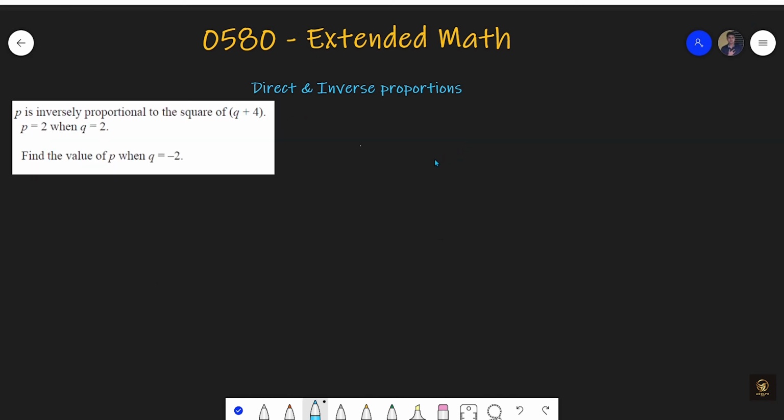Let's start the next question. p is inversely proportional to the square of q plus 4. We know that if it is inversely proportional, the equation is y equals k divided by x. Here we have to change the variables because p and q plus 4 are the given variables. So accordingly, we will get p equals k divided by (q plus 4) whole square.